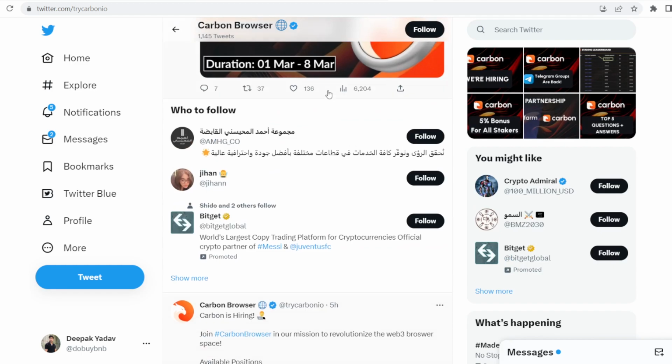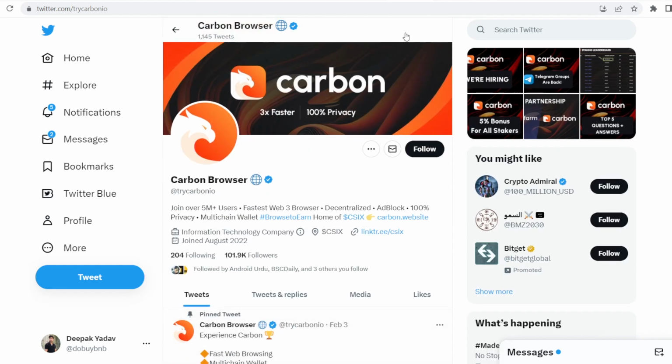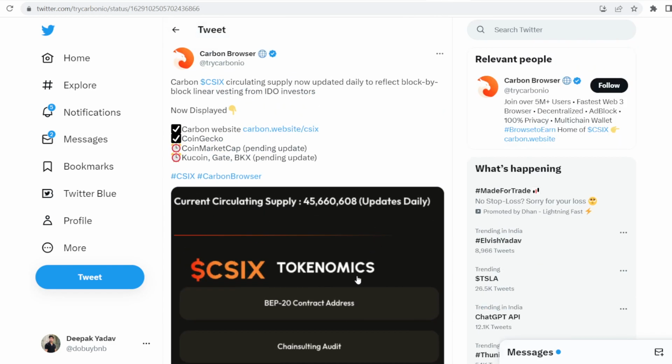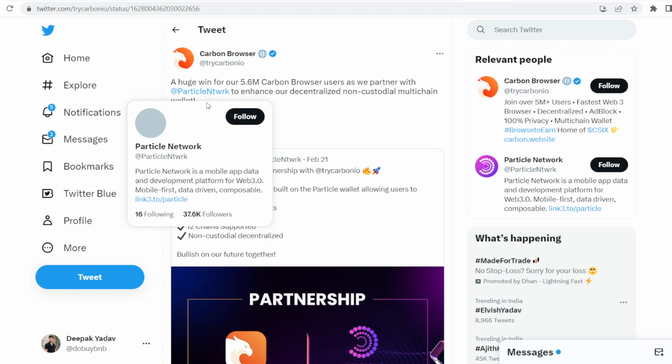As of now, we will check out the social media handle. They're tweeting about everything on a daily basis. For example, whatever the update is, they'll post it over here. So you can follow this Twitter handle to get updates on time. They have previously announced that they'll update the tokenomics on a regular basis, and about certain partnerships also. For a few notable partnerships, for example, they have partnered with Particle Network.